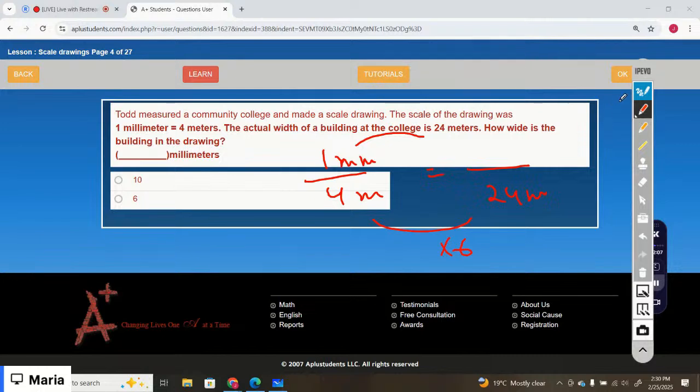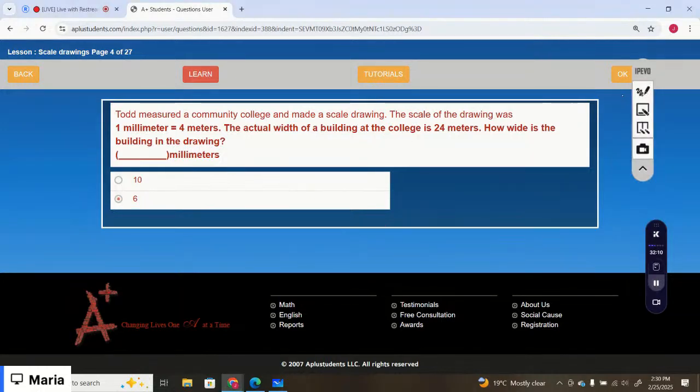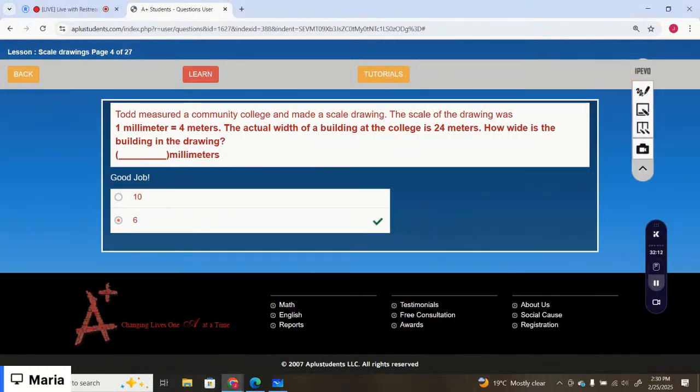That is 1 times 6 is 6. Option number 2 is the correct option.